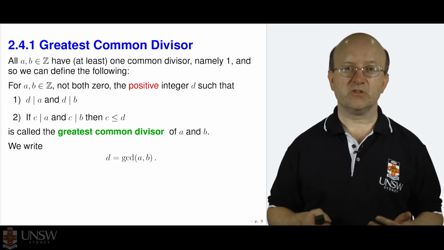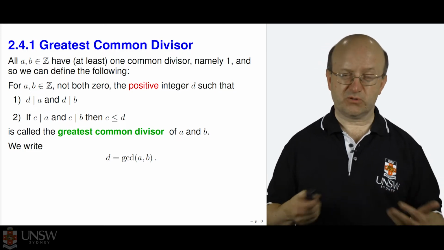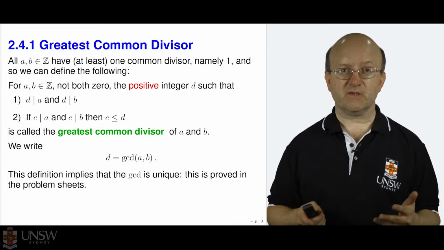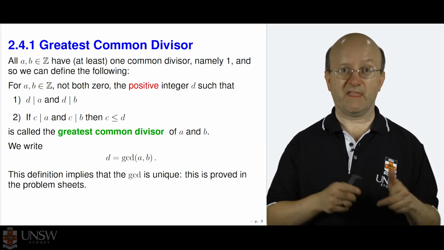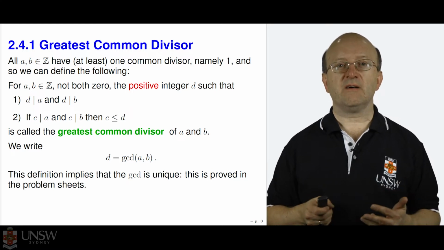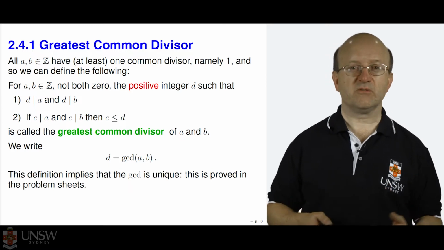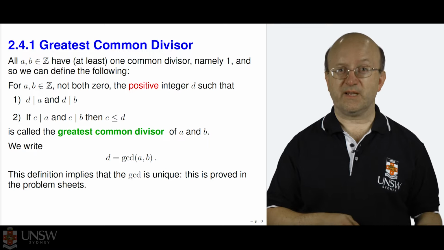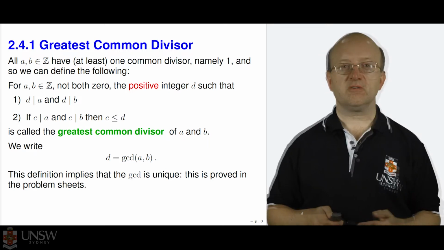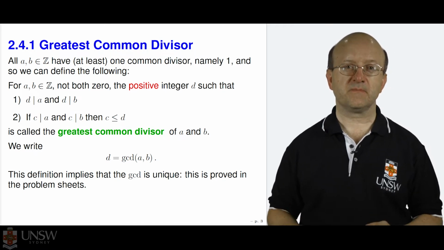In fact, it's quite common to just say GCD rather than greatest common divisor, and I'll do that most of the time during these videos. Now, the definition suggests that the GCD is unique. We've called it the GCD, not a GCD. And in fact, that is the case. But the proof is in the problem sheets for this particular section of the course, so I'll leave you to have a look at that, either in your tutorial or preferably before you get to the appropriate tutorial. So our problem is, how do we find greatest common divisors?